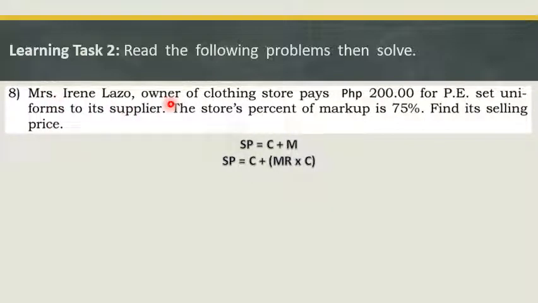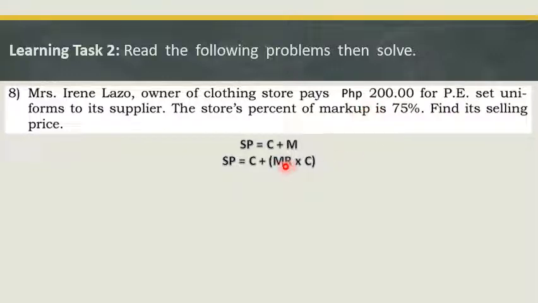Mrs. Irene Lasso, owner of clothing store, pays 200 pesos for PE set uniforms to its supplier. The store's percent of markup is 75%. Find its selling price. So, para makuha ang selling price, ang pinag-a-add lang natin yung cost at saka yung markup. So, since wala tayo ditong yung ating markup, alamin muna natin kung ano yung markup.